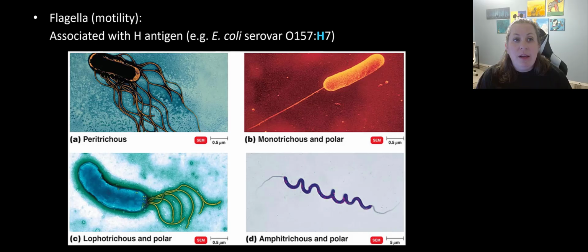So an example here is one of the E. coli substrains, or what we call a serovar, which means just like a subtype. You'll see it says O157:H7. That H7 is talking specifically about the type of flagella that's present on that E. coli.